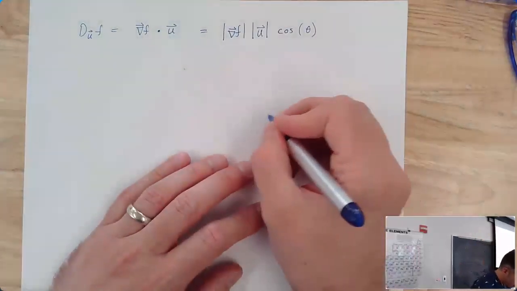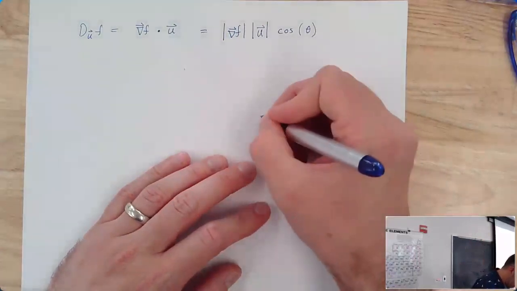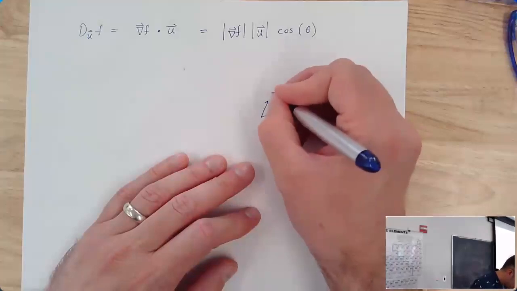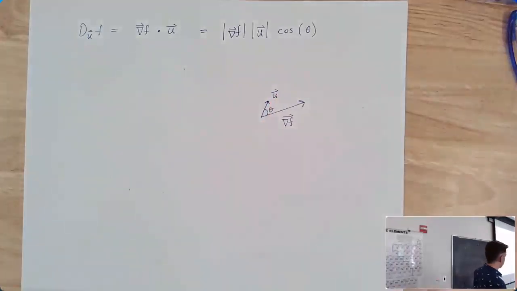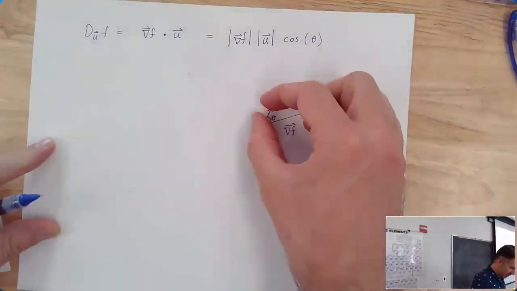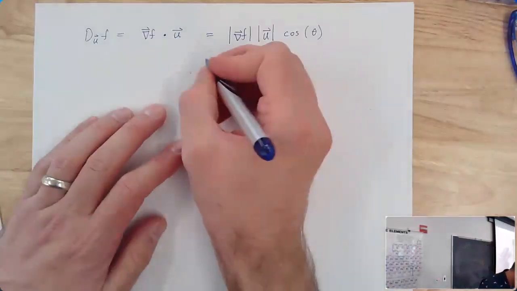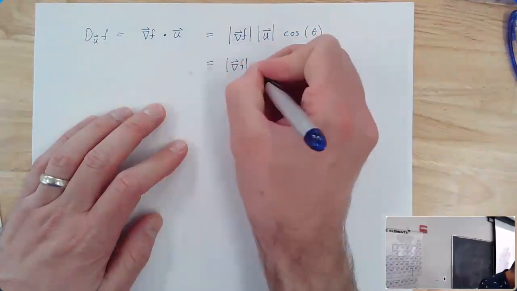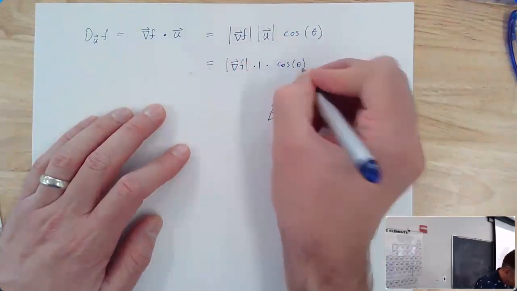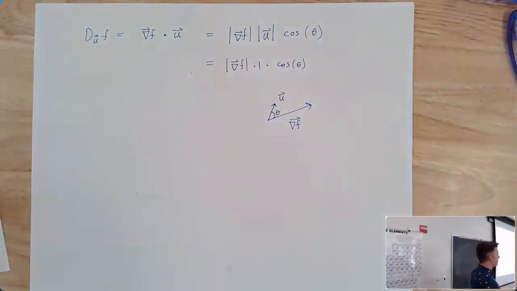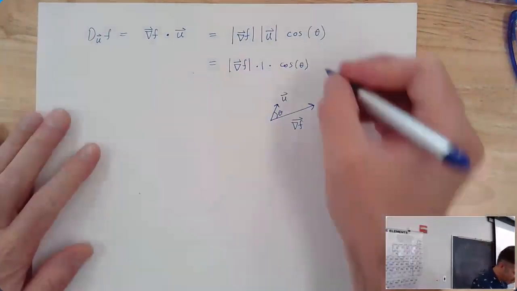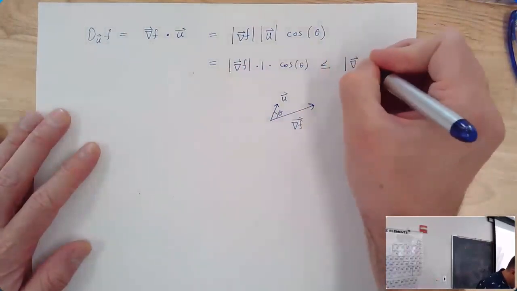Just as a reminder, if your gradient vector looks like this, and the direction you're going in looks like this with a length of 1, and that's the angle between them, then you could calculate the dot product between the two vectors by saying it's this length times cosine of that angle. And here's why this is important. One of these things we know, and one of these things we can bound. What's the magnitude of the unit vector u? How long is a unit vector? 1. So this is equal to the magnitude of the gradient times 1. And no matter what, whenever you take cosine of an angle, what's the biggest you can ever get? Also 1. So this is definitely less than or equal to the magnitude of the gradient.